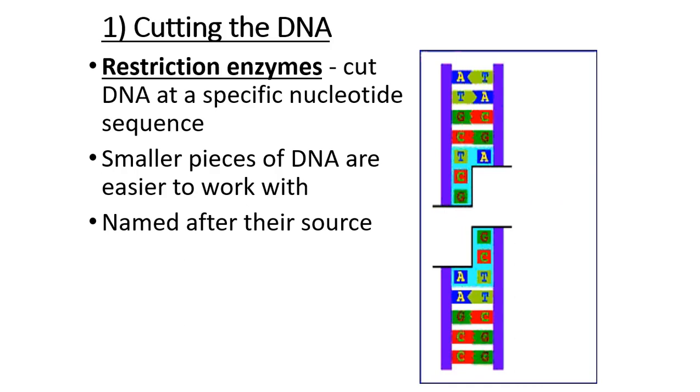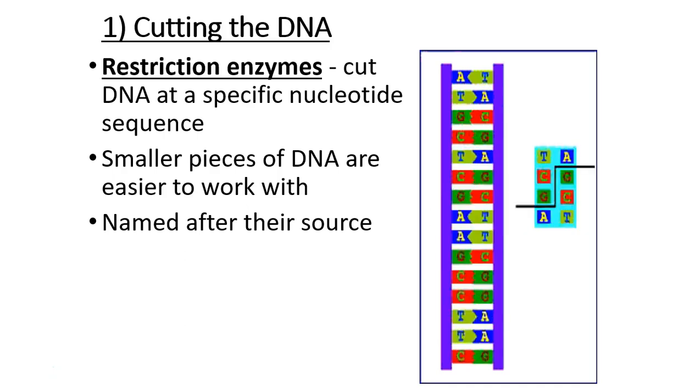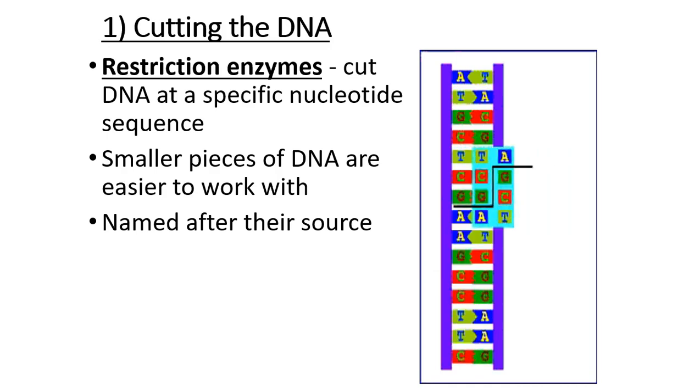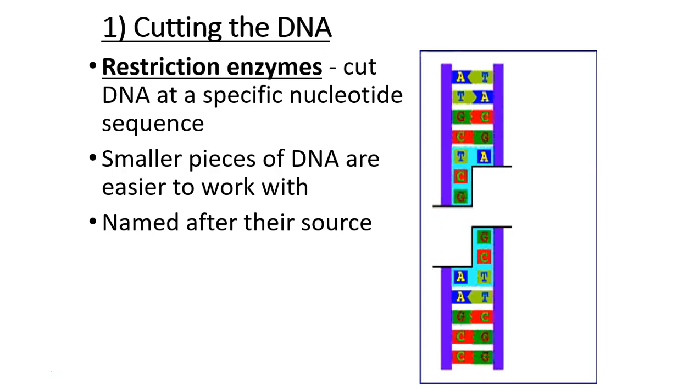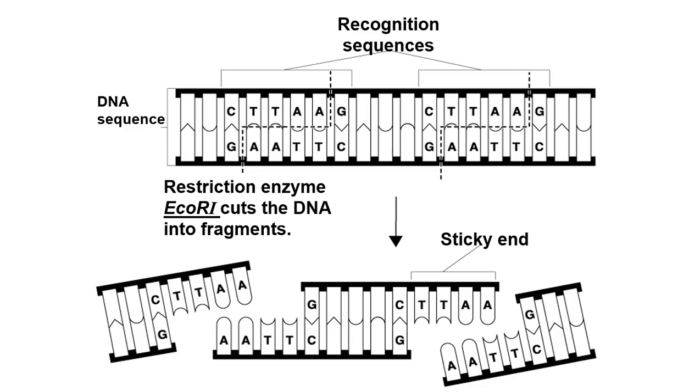So our first important step is to cut the DNA. And we do this through restriction enzymes. So they will cut the DNA at a specific nucleotide sequence every time because smaller pieces of DNA are easier to work with, and they're typically named after their source. So for example, EcoR1 is one of the most common restriction enzymes that you will see, and it's named after E. coli bacteria.